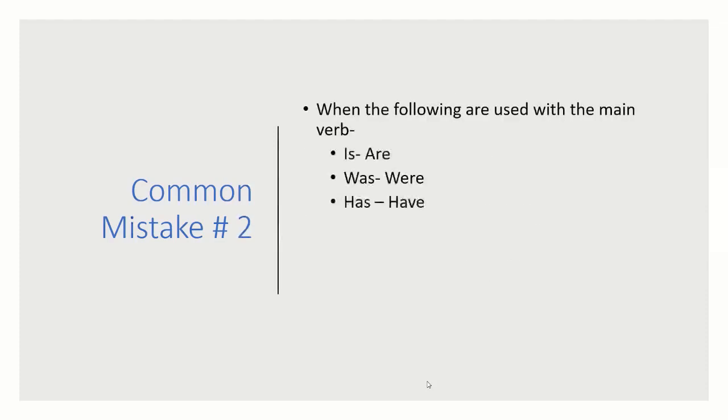Common mistake number 2. When the following are used with the main verb. So if you're using is or are or was or were or has or have, the boy has talked to me. The boys have talked to me. So you see the difference there.